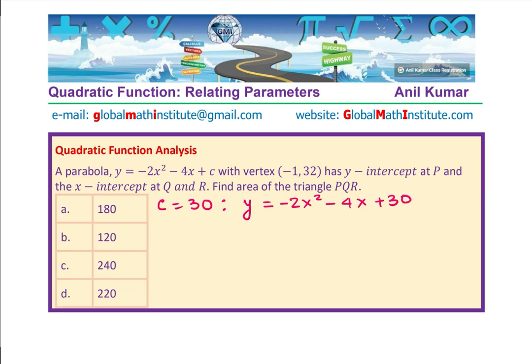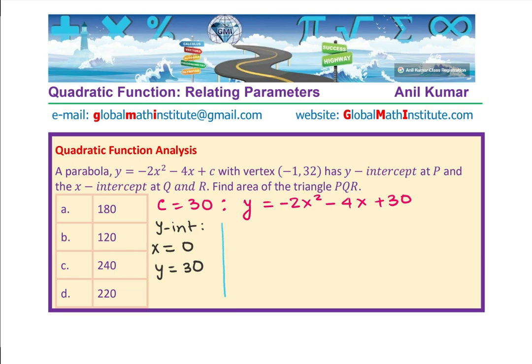So what is the y-intercept? Well, clearly, the y-intercept will be when x equals 0. If I put x equals 0, I get y equals 30. So the y-intercept is 30, which is the value of c, right? So that part is clear to us.